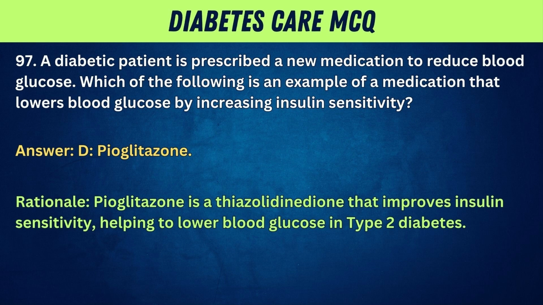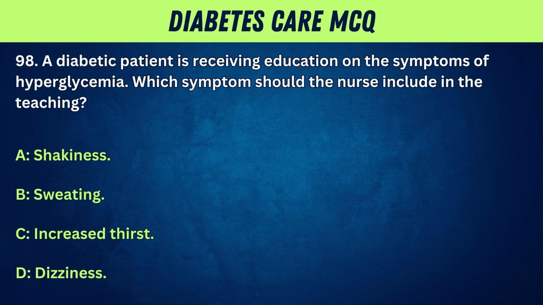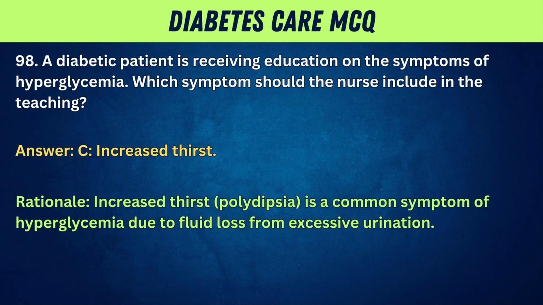Pioglitazone. Rationale: pioglitazone is a thiazolidinedione that improves insulin sensitivity, helping to lower blood glucose in type 2 diabetes. 98. A diabetic patient is receiving education on the symptoms of hyperglycemia. Which symptom should the nurse include in the teaching? A. Shakiness. B. Sweating. C. Increased thirst. D. Dizziness. Answer: C.